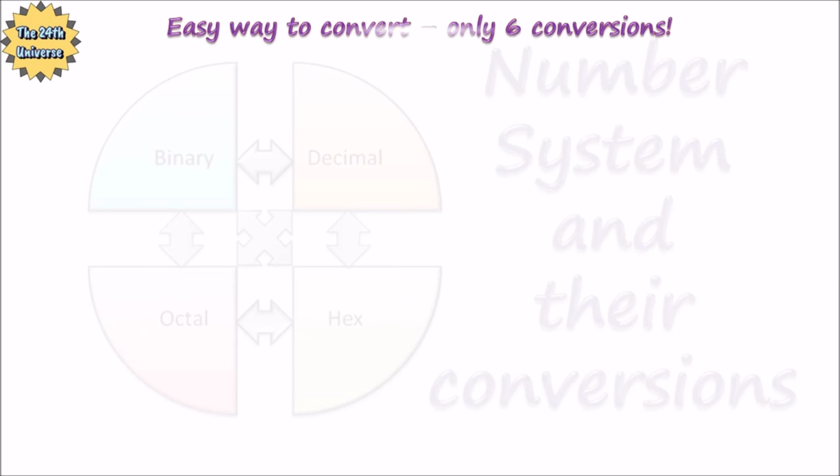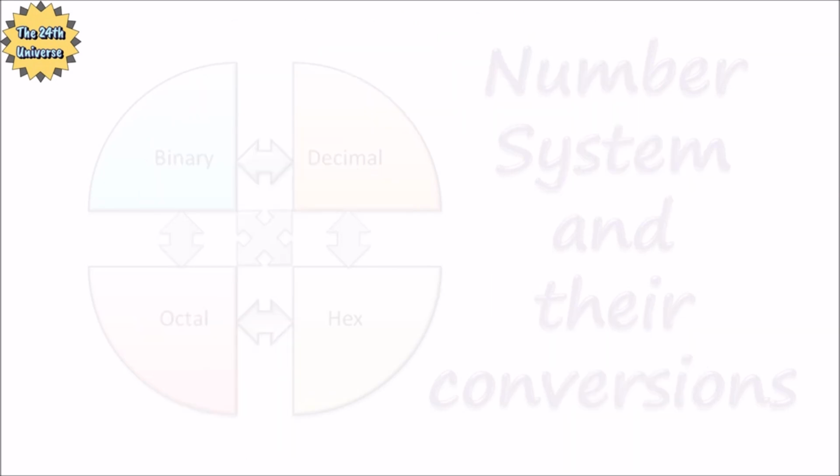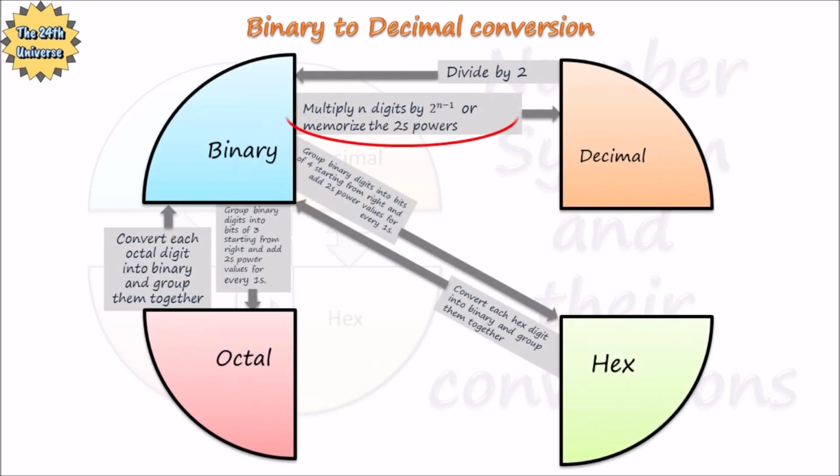You just have to remember the conversions between binary to other base systems and vice versa. And this will make the conversions really easy. Now, let's look at these conversions one by one. The first conversion is binary to decimal.